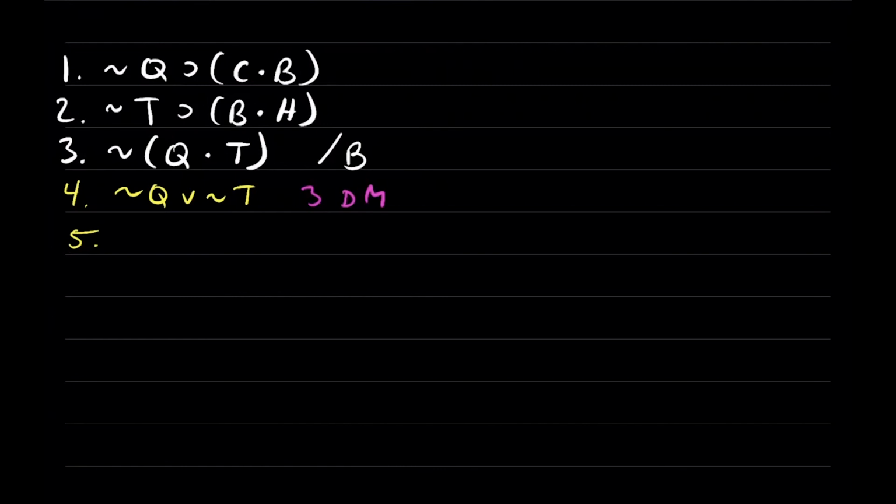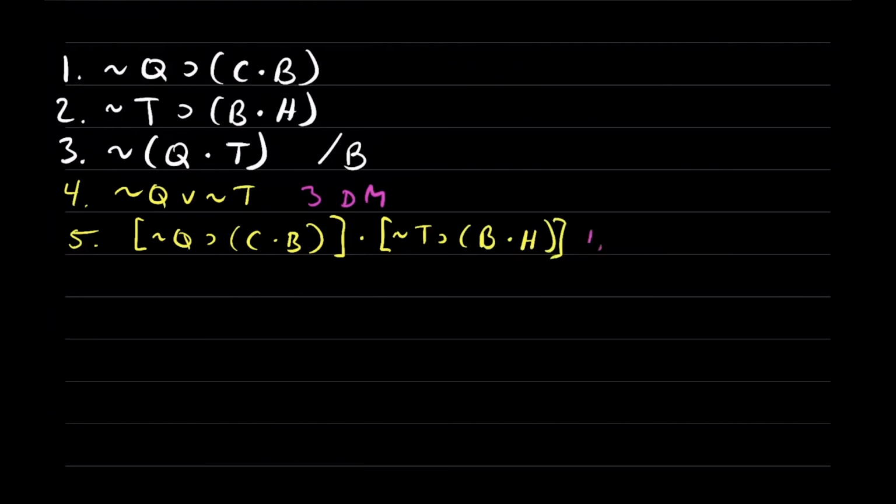And remember, when you have a constructive dilemma like this, those two conditionals that you see on line 1 and 2, those need to be conjoined together with a dot. So I'm going to introduce some brackets here, and I'm going to say not Q implies C and B, and another set of brackets, not T implies B and H. Kind of a long expression. That's going to follow from lines 1 and 2 by conjunction, CONJ. And I'm doing that so I can do constructive dilemma.